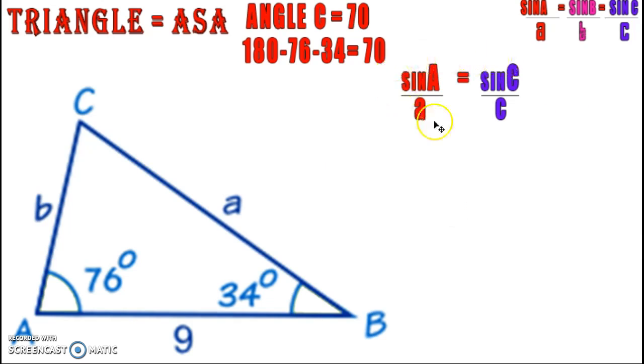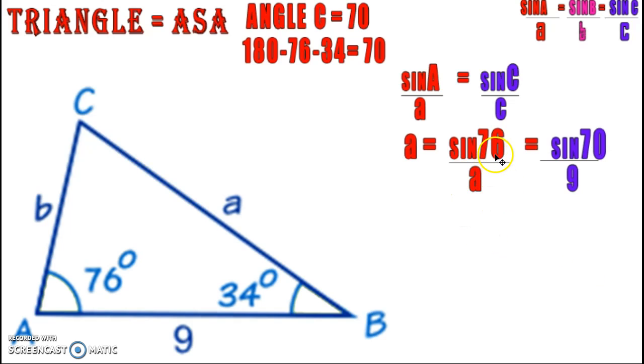And now we're going to be using it just like how we did it last time. So sine 76, angle A, over small a. And this time we're solving for A as well. And then sine 70 over 9. 70, which is C, because we did this right here. So sine 70 over 9. The reason why we picked C this time and not B is because C is a solved letter. So you always want to go for the solved one. We already have the angle and the side for C, so we put it right there.